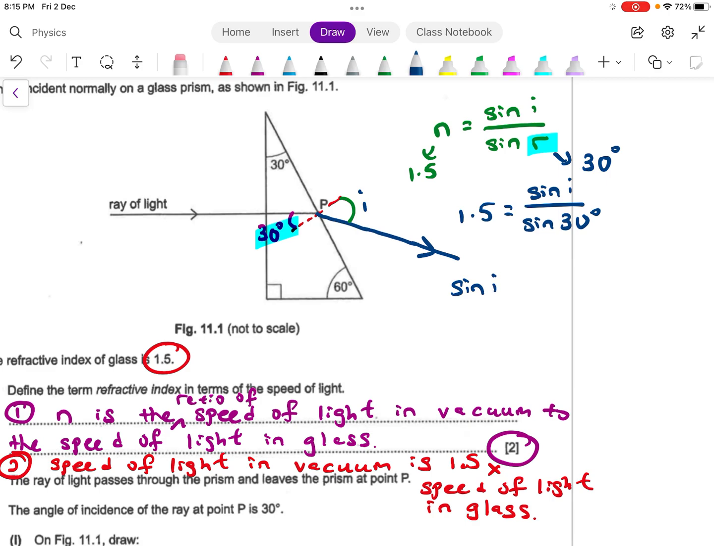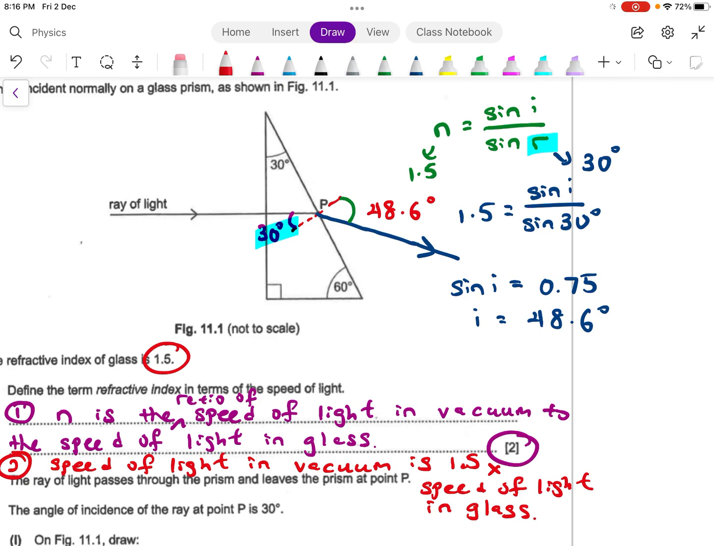So next, sine i equals 1.5 times sine 30, which is 0.5. So it's roughly 0.75. Of course, for the angle of incidence, you just take the inverse sine. You should get roughly 48.6 degrees. So this angle right here, which is bigger than 30 degrees, must be 48.6 degrees. But this is the angle of refraction or angle of incidence, in this case.